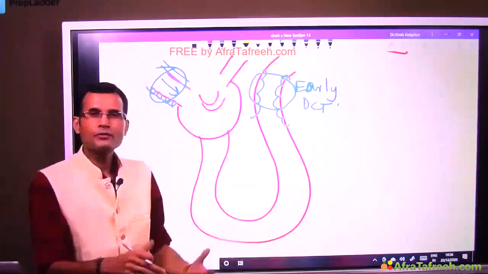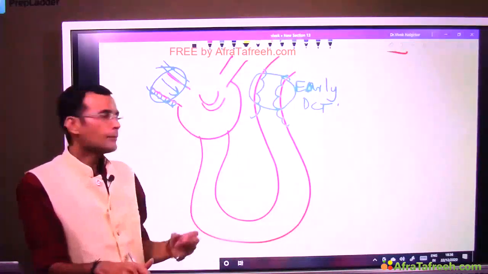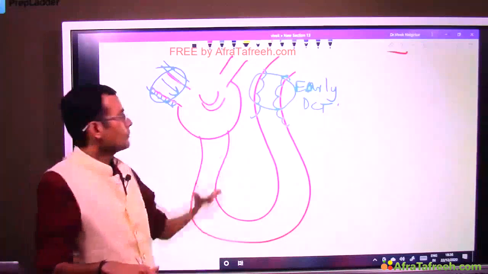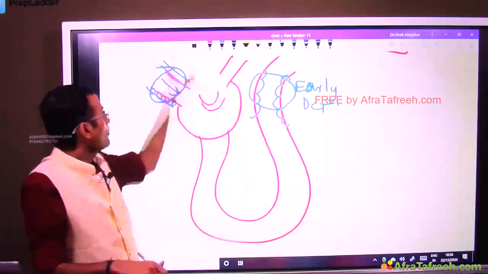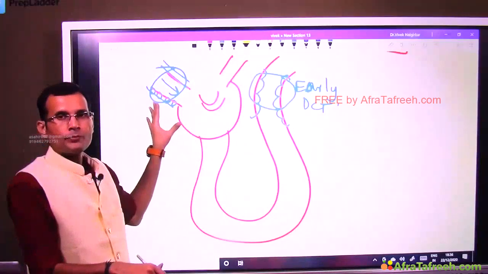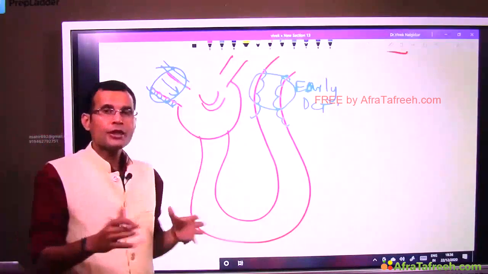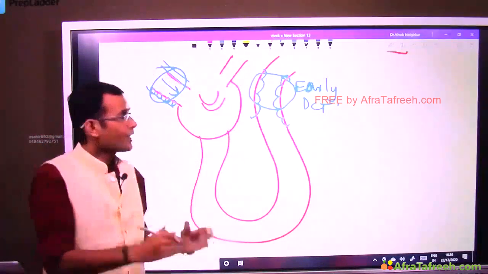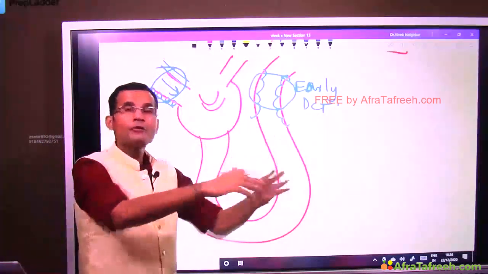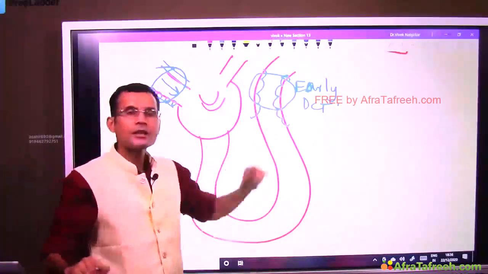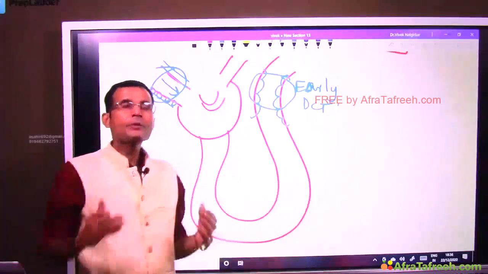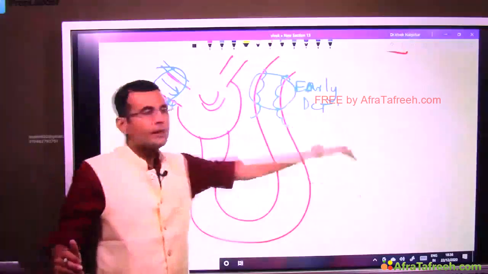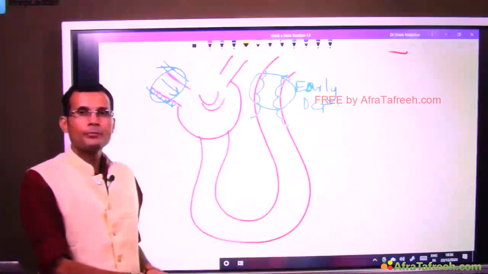The advantage of this kind of complex is that there is easy signaling possible from the early DCT up to the afferent arteriole due to the presence of such a complex. Because now the distal part of the nephron is beginning. When early DCT comes, now the distal part of the nephron is starting, and that means now finally the urine is going to be formed.